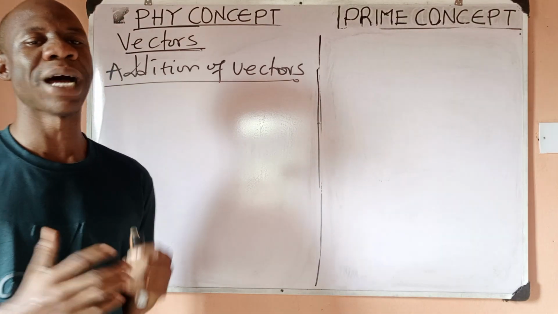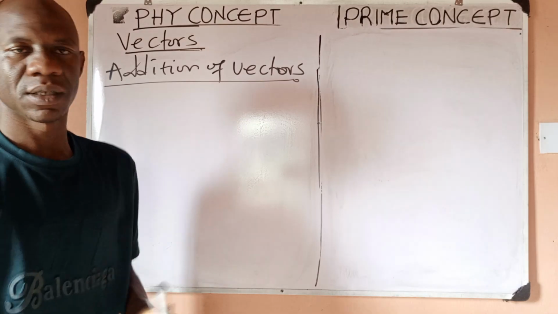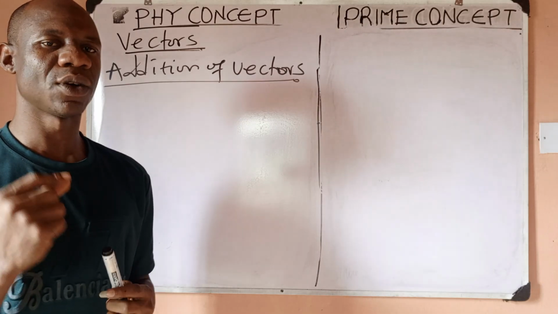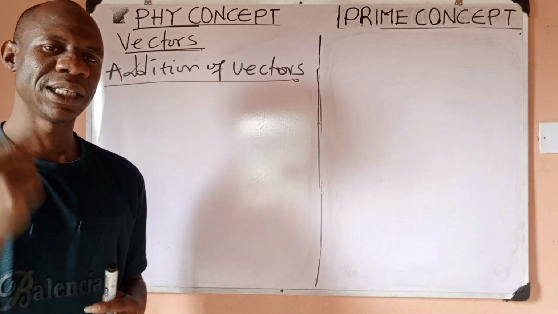Now, vector addition and subtraction is really very important. So how do we do additions in vector? It's very simple. Vectors are added by joining these vectors.